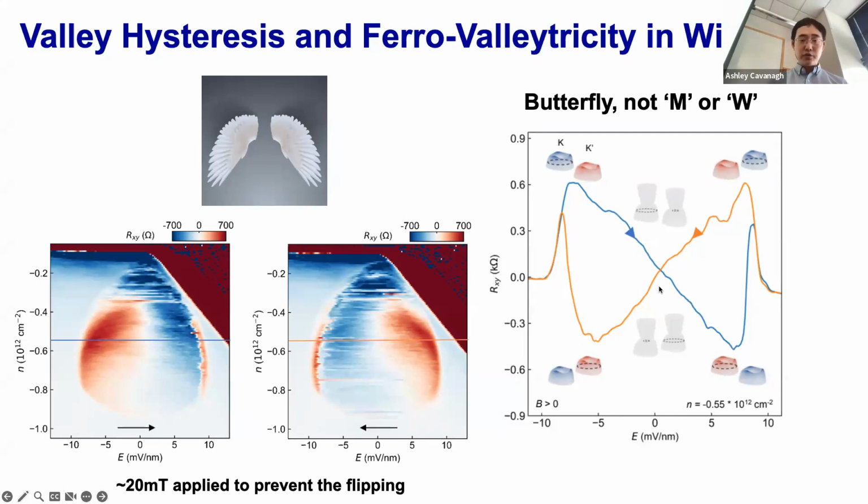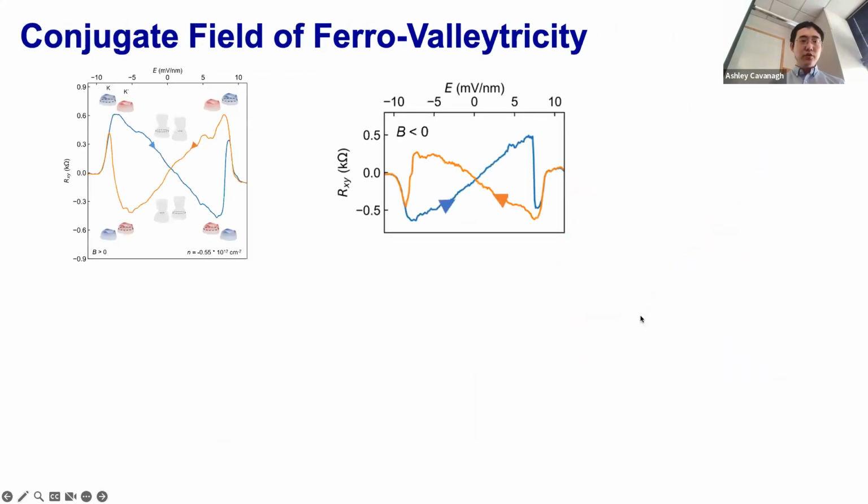When you sweep electric field, this is different from the magnetic hysteresis, because in this case, the magnetization changes sign immediately as electric field goes through zero, but the valley polarization doesn't. So you can plot this butterfly, okay? I showed you the butterfly obtained with a 20 millitesla out-of-plane field applied.